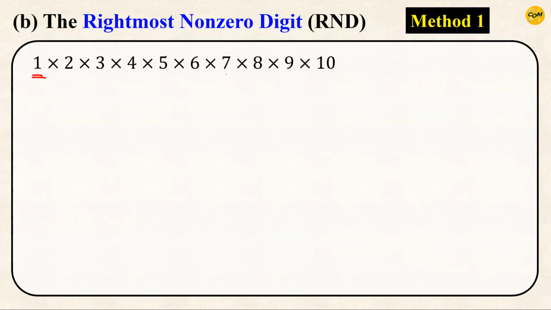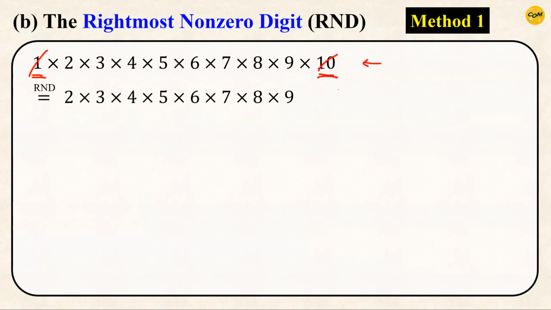First, we have 1 and 10 here. And multiplying by 1 or 10 does not change the rightmost non-zero digit. Therefore, we can simply delete 1 and 10 and say that this product has the same rightmost non-zero digit as the product from 2 to 9.